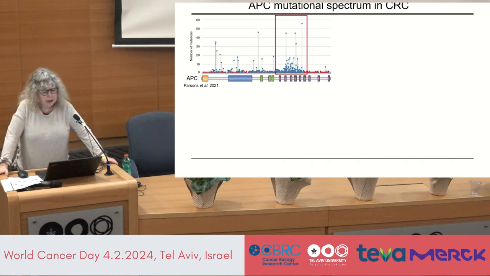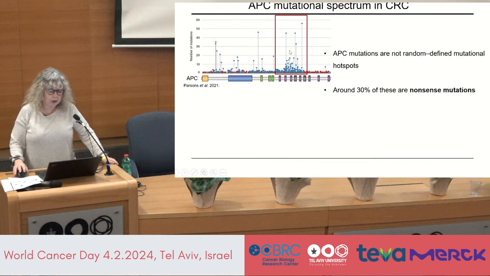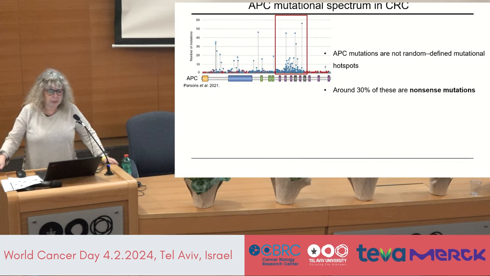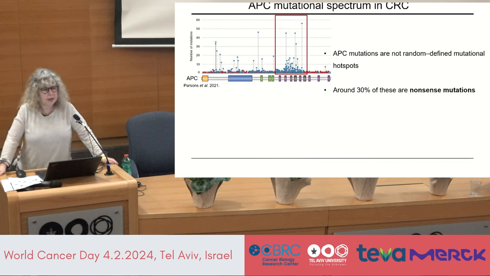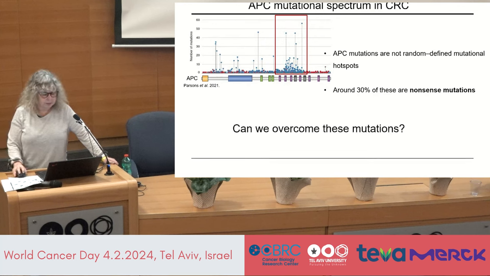So looking closer into the spectrum of APC mutations in both hereditary and sporadic cancer, we see that these mutations are not random. They are hotspots, specific points with these mutations. And looking even closer, we see that around 30%, and now some papers are even talking about 60%, of mutations are nonsense mutations, meaning a substitution of one nucleotide leading to a stop codon in the middle of the reading frame. And one question we are asking in the lab is how can we overcome these mutations?